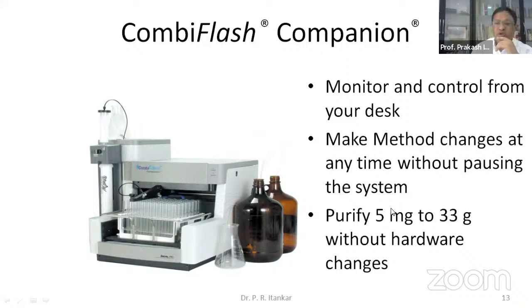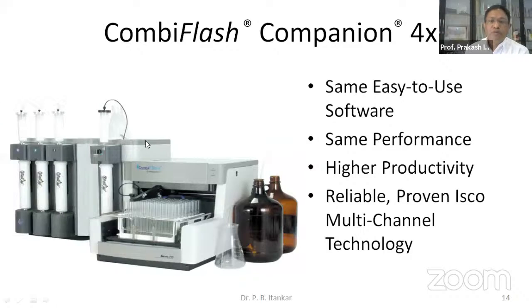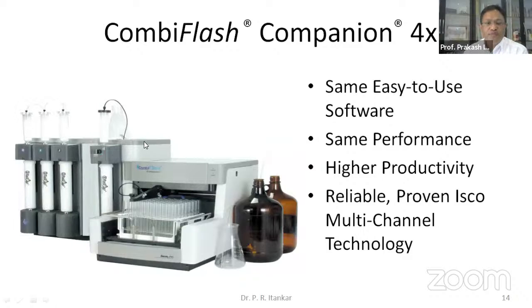If you are doing R&D at, say, postgraduate or PhD level, many times we have a very small amount of extract for isolation. For that, with this kind of machine, you can work with a minimum of 5 milligrams, if you need to separate certain constituents out of it. And at maximum you can load 33 grams without any hardware changes in this machine. It is built with easy-to-use software. We will see how we use that system.